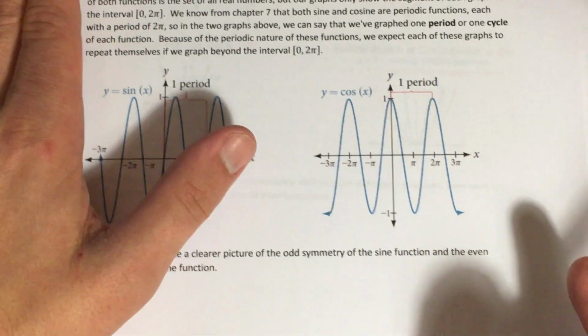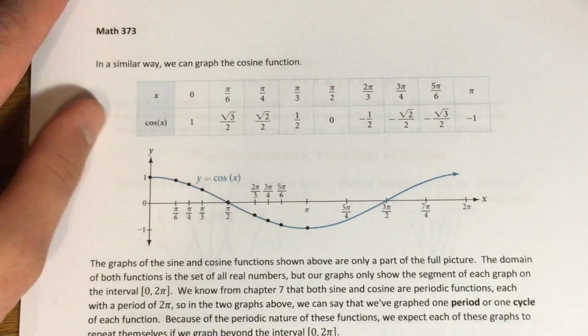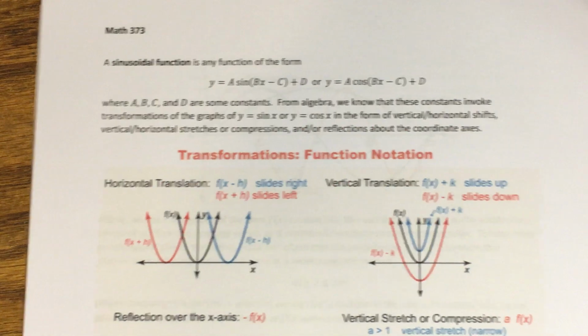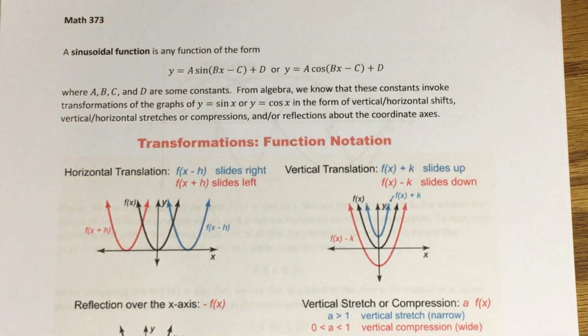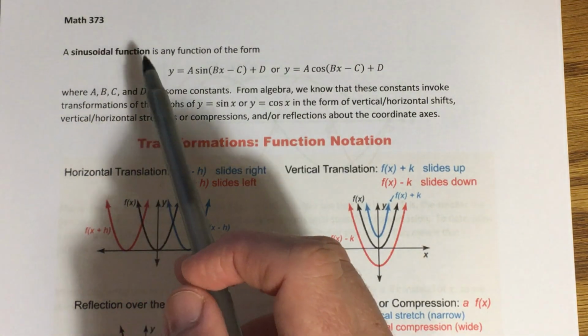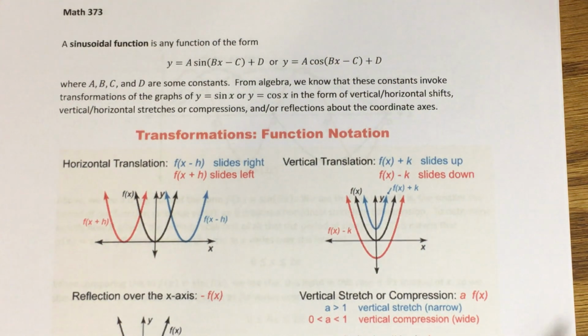Okay, we haven't done any examples yet, and we're not going to do any examples for a little while because we actually have a lot to work through, starting with this topic of sinusoidal functions. So a sinusoidal function is basically a way of taking either a sine function or a cosine function and making it more complicated in a very specific way.